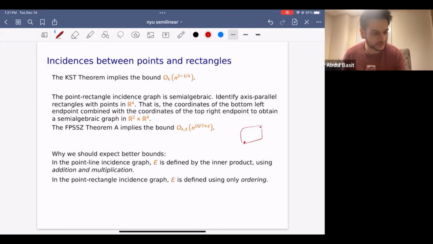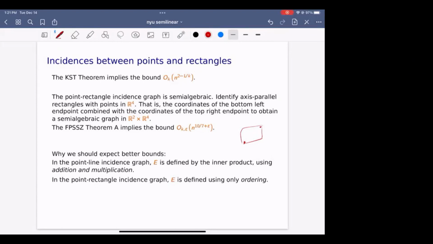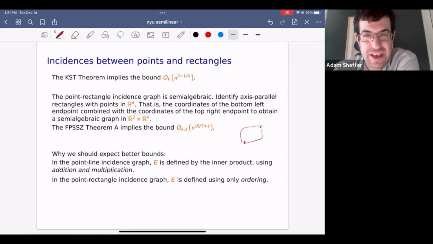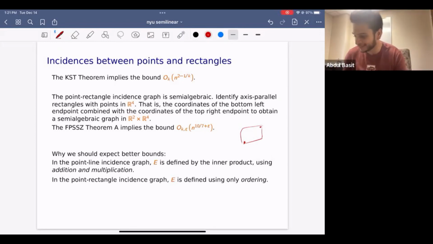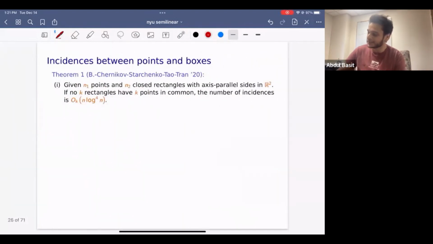I don't remember the numbers off the top of my head. Do you remember, Adam? It's not easy to calculate. Okay. Yeah, it's slightly worse. You can plug it in, or maybe offline we can do that. Okay. Good. Any other questions?